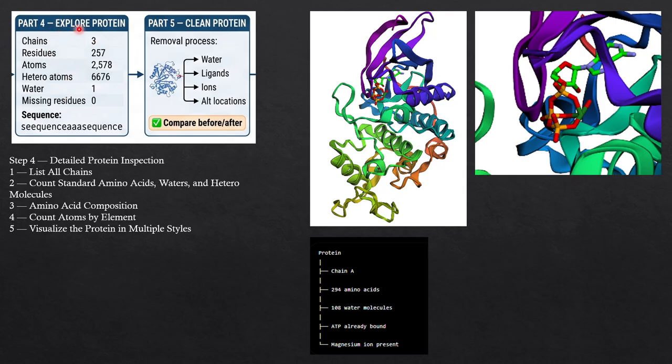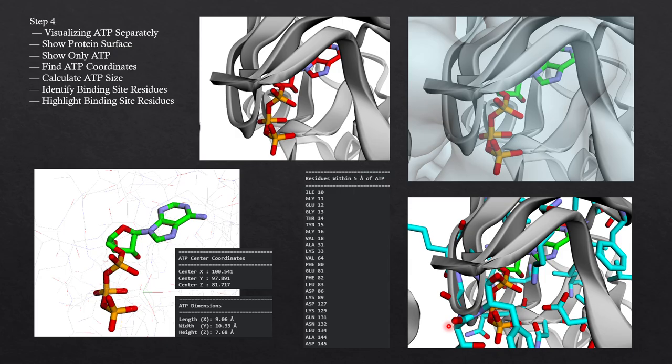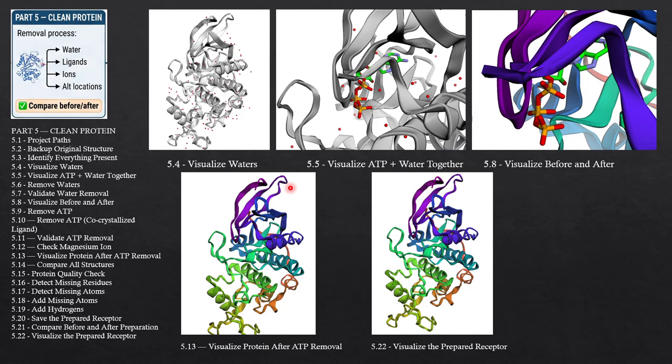Then part 4, where we will be exploring the protein and doing the cleaning of the protein, like water, ligands, ions, and alternate locations. So we'll be cleaning the protein, and it will generate output like this, where it will give the protein chain A and the number of amino acids and the ATP, and whether any other ions are present on it, and it will clean it. And so here we are in step 4, where we'll be visualizing the ATP and all.